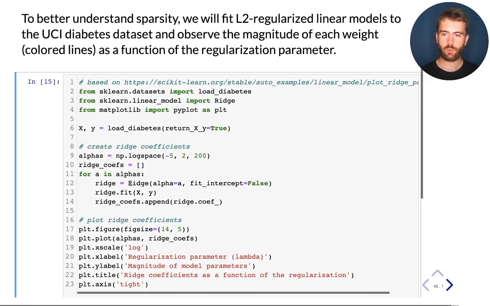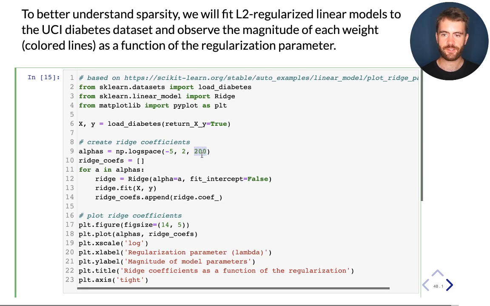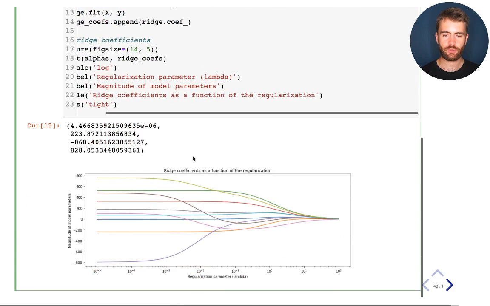On this slide, I'm going to implement Ridge on this problem. But I will not only fit one Ridge model, I will fit 200 possible values of the regularization parameter. In scikit-learn, it's called alpha, but this is the same as our lambda parameter that we saw earlier. I'm going to fit one model for each of the 200 possible values of lambda. And then I'm going to plot the magnitude of each coefficient as a function of this regularization parameter. And we have a plot which looks like this.